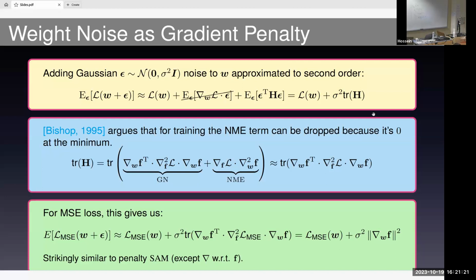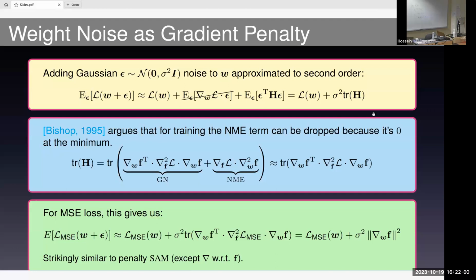Now, what is this term? If you imagine that your loss was L2 loss, squared loss, then it's easy to see that this is just a trace of the Hessian. So the full loss is L plus sigma squared trace of Hessian. And for squared loss, that's going to be the gradient norm of the prediction. So for MSE, this is exactly this penalty. So that's how it looks like SAM.